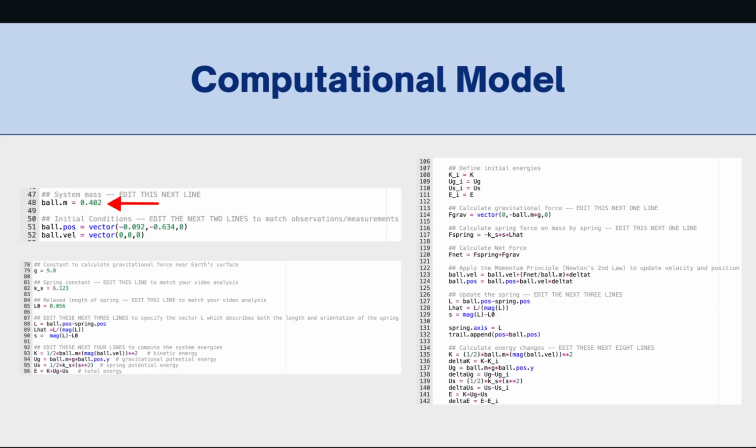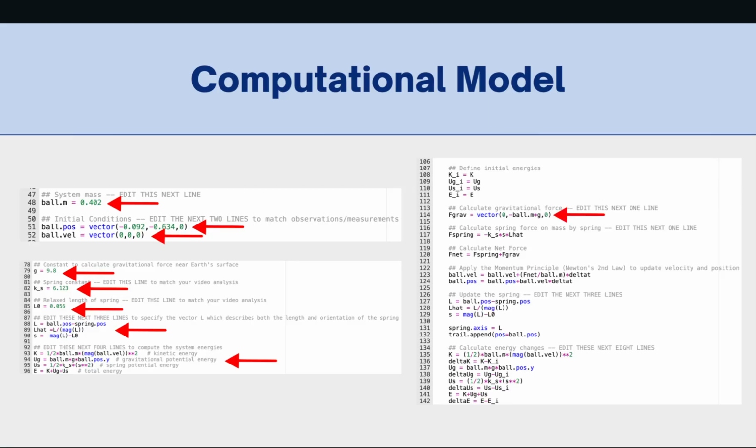So our computational model, here we have the mass, the initial position vector, and the initial velocity vector, which we all found in the previous slide. Then we have gravity, which is 9.8, the spring constant, which we found, the relaxed spring length, which we also found, and then here are the equations for L, L hat, and the spring. Then these are the equations for the system energy, so you have the kinetic energy equation, the gravitational potential energy equation, and the total energy equation.